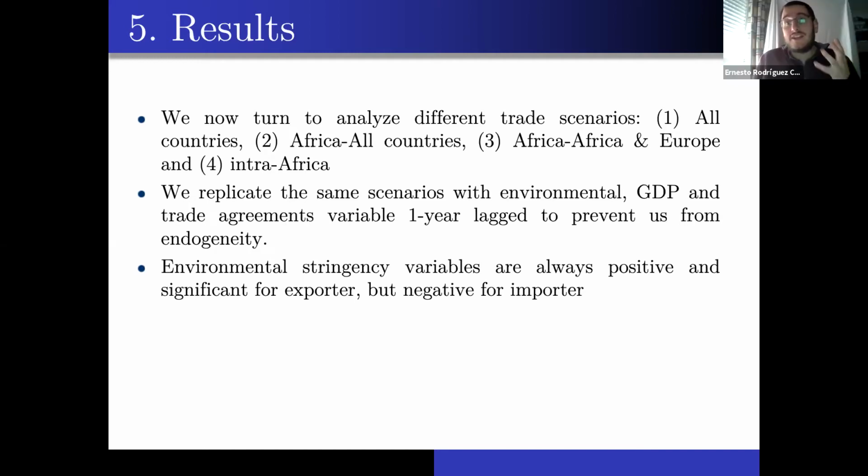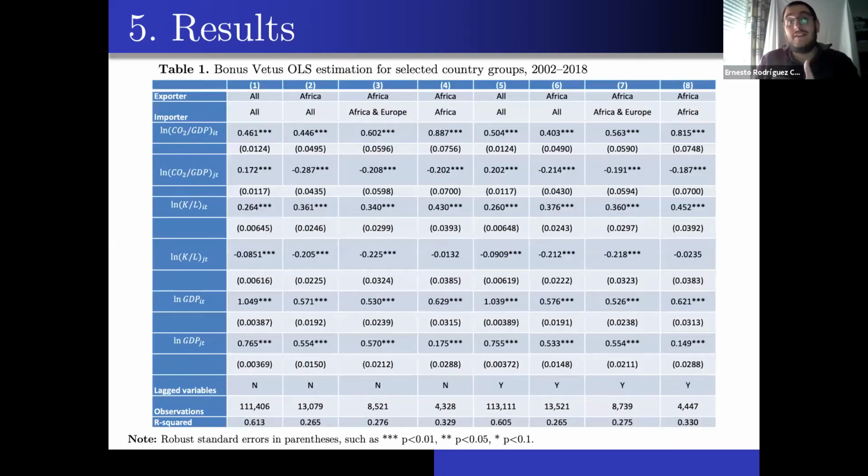Basically, we had the first 4 columns that contain these 4 scenarios, while the final 4 columns contain the same scenarios, but some variables, GDP, environmental variables, and trade agreements are lagged 1 year in order to prevent us from endogeneity issues. So we have, as you can see, environmental variables, which are our policy variables, positive for exporter and negative for importer country, and capital labor ratio follows an identical pattern.